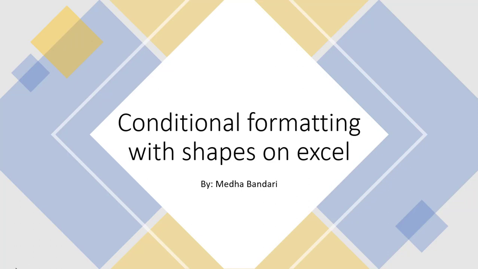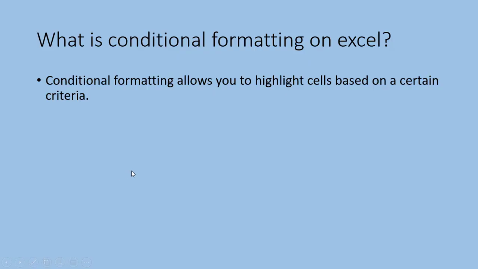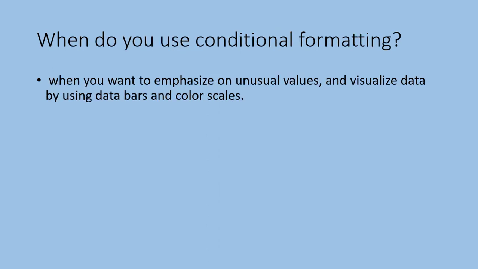Today I'll be talking about conditional formatting with shapes on Excel. What is conditional formatting on Excel? Well, conditional formatting allows you to highlight cells based on certain criteria. For example, if you want to highlight a cell to show that it's equal to another cell, or if it's higher in value than another cell.